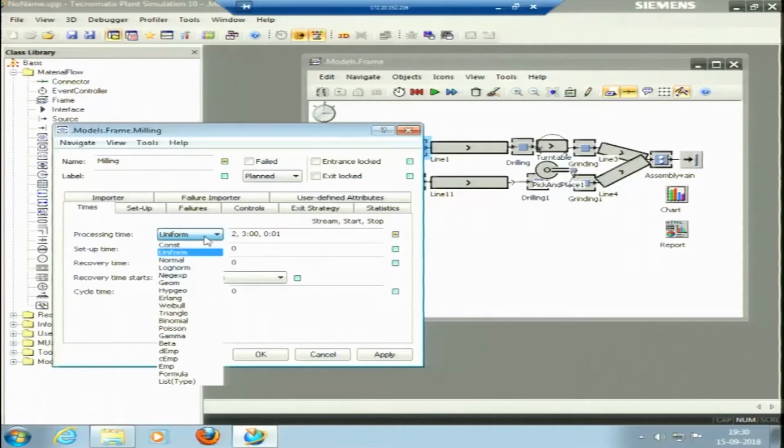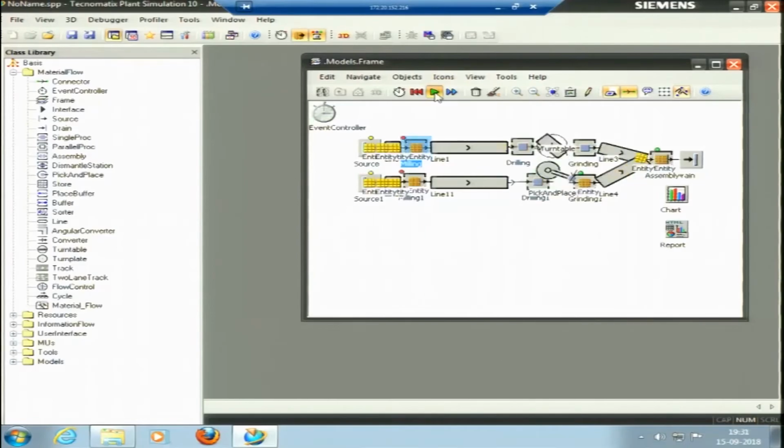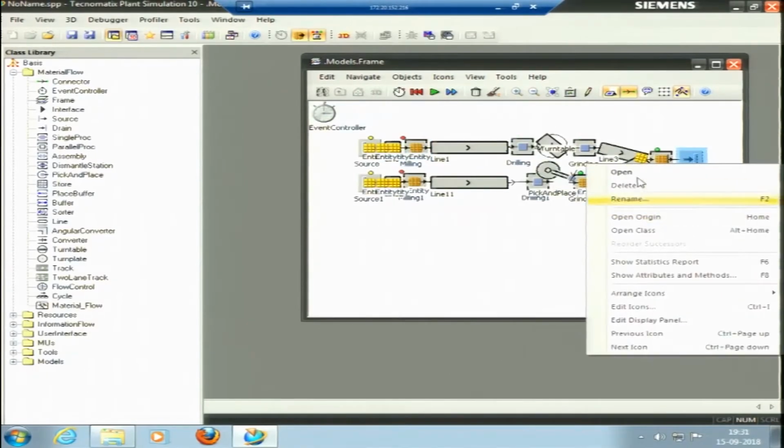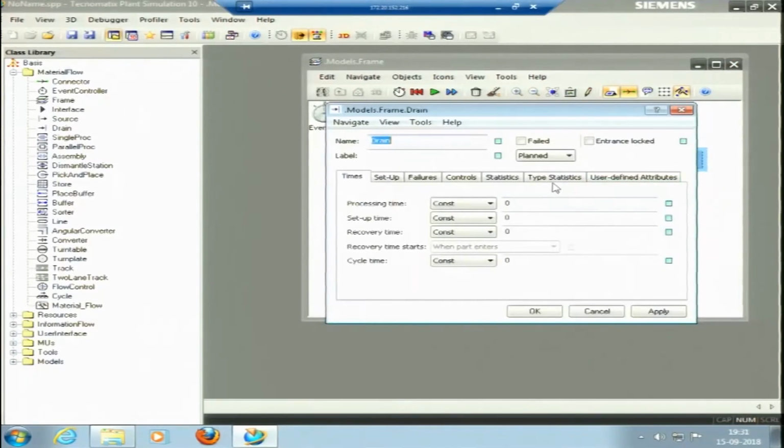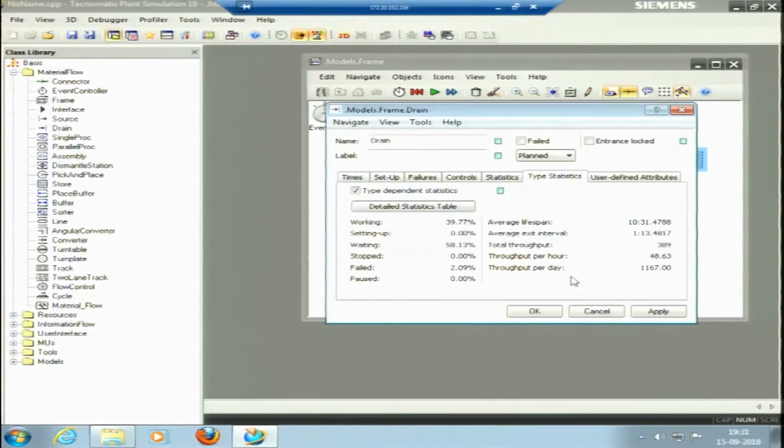So let me pick just constant time here, just to make you understand properly, it was 1 minute. I will apply. So let me run it for an 8-hour day and try to see the throughput. The throughput per day is 1167, per hour is 48, and the total throughput is 389 for an 8-hour day.